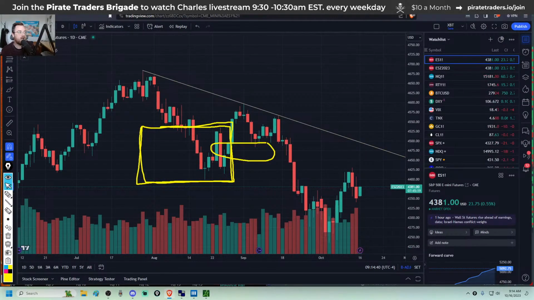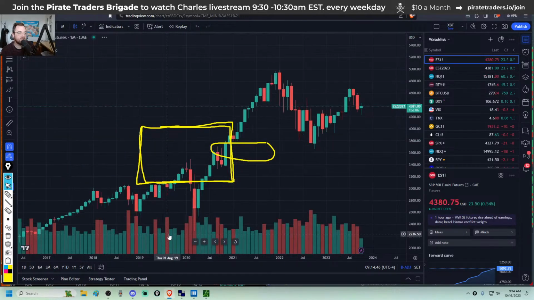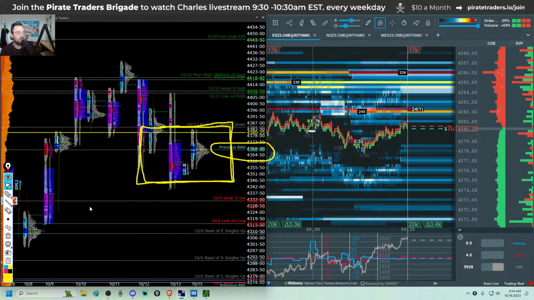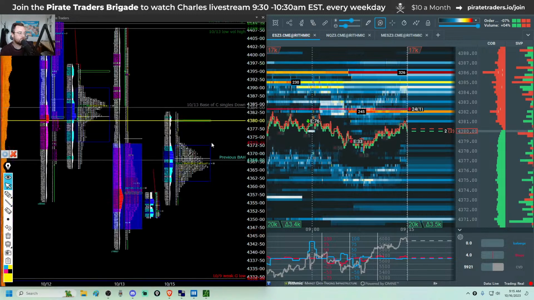Which will give us a sign of who's winning on the weekly tug of war, which will give us a sign of who's winning on the monthly tug of war, right? You see how this information builds one on top of the other to give you insights. So the way I'm going to approach my trading this morning is basically like this.